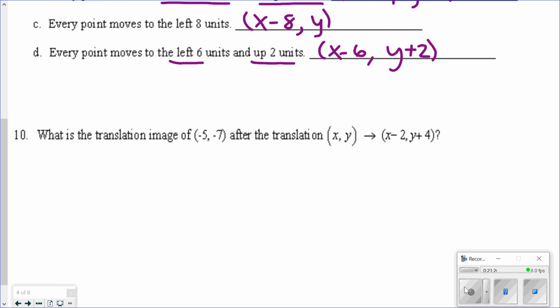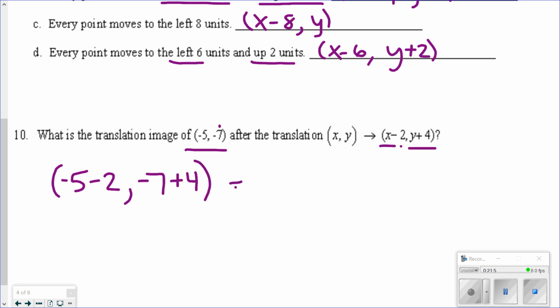Number 10, what is the translation image of this coordinate negative 5, 7 after the translation of xy transforms to x minus 2, y plus 4? All right, so my original x value is negative 5. I see here I'm going to subtract 2 from here, so I'm going to write minus 2, comma. I have my y value, which is 7. I see that here. And with my y, I'm going to add 4. So when I do the math here, I end up getting negative 7, 11.